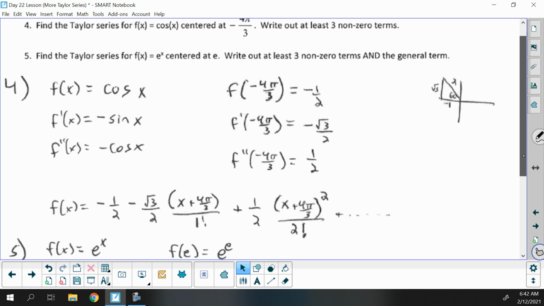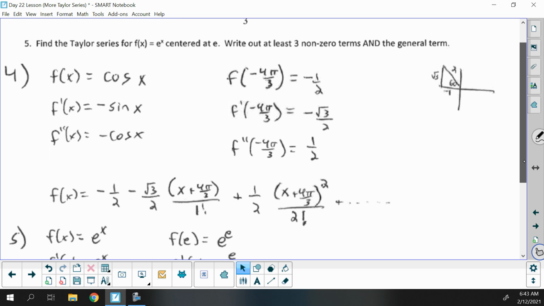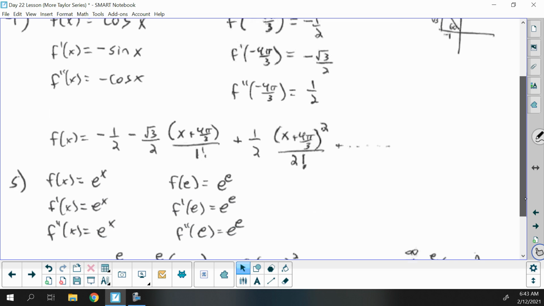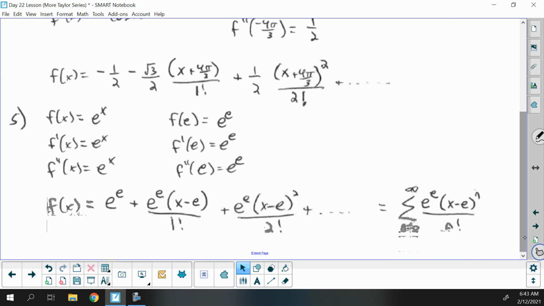In 5, we want similar idea, but e to the x to the e. We want 3 terms, but this time we also have to write the general term. E's derivative nicely is e to the x for everything, so sub in e, you get e to the e for all of them. So this one was a little easier for the 3 terms. You got e to the e plus e to the e times x minus e to the first over 1 factorial. Similar idea for the third term.